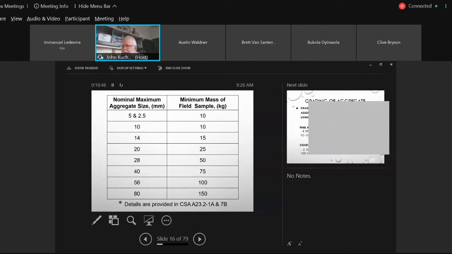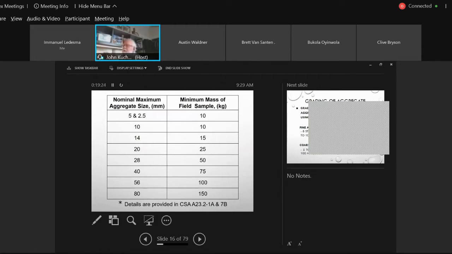Nominal maximum aggregate size. Okay. Maximum size is maximum. If I say your aggregate has a maximum size of 28 millimeters, that's it, maximum. 100% has to pass 28, okay? Now we're looking at nominal maximum size, 20 millimeter, okay. What that means is you can have 100% passing, or typically you're going to have 5 to maybe 15% oversize.